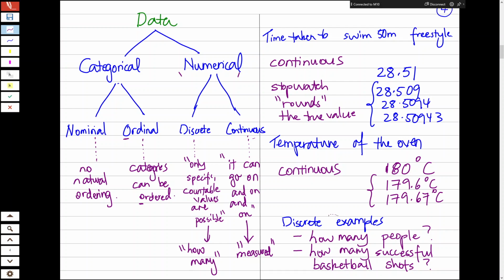So guys, this is not going as well as I would have hoped, but you see the how many part here? If someone asks you how many, that's a good hint that you are looking at a discrete variable.